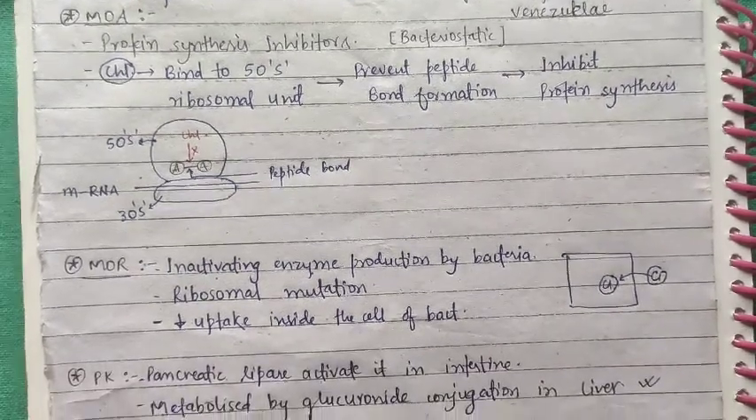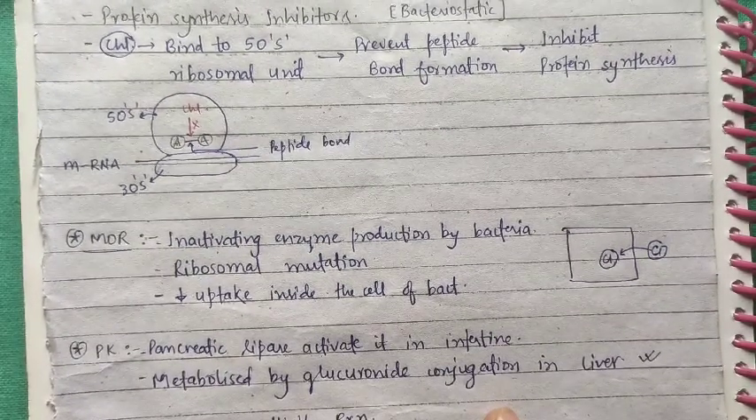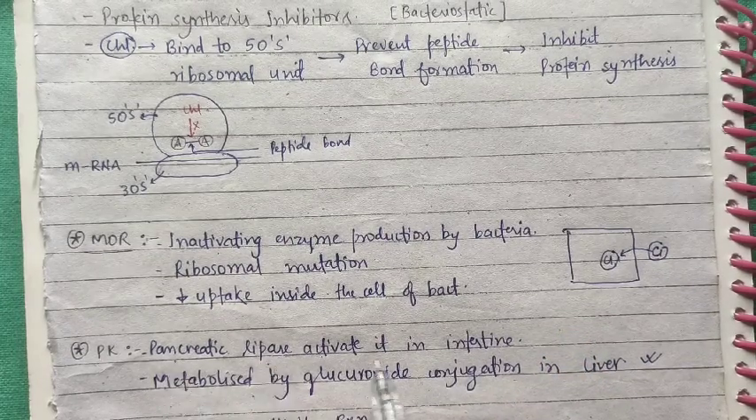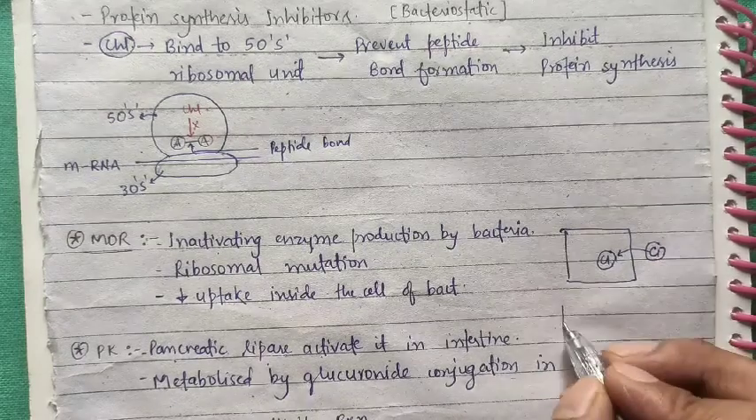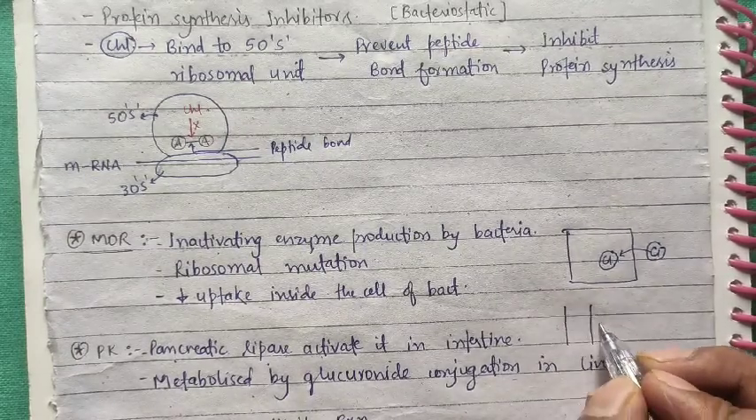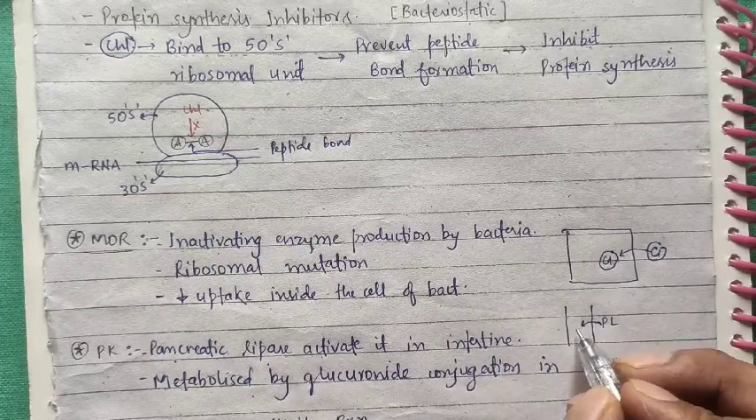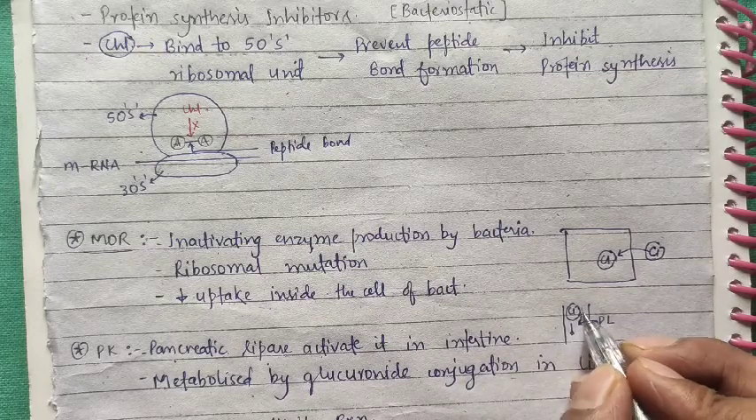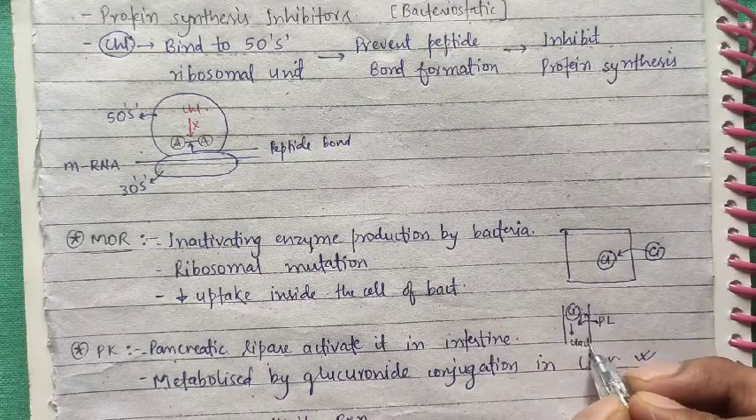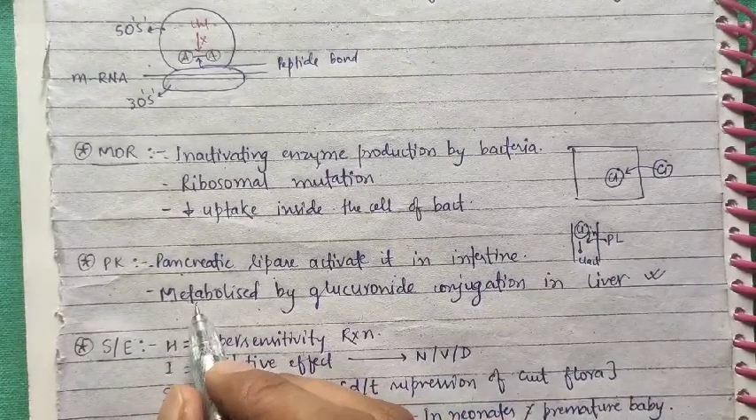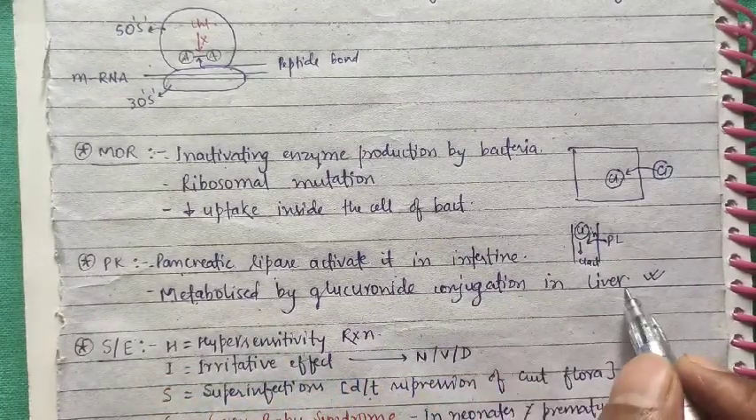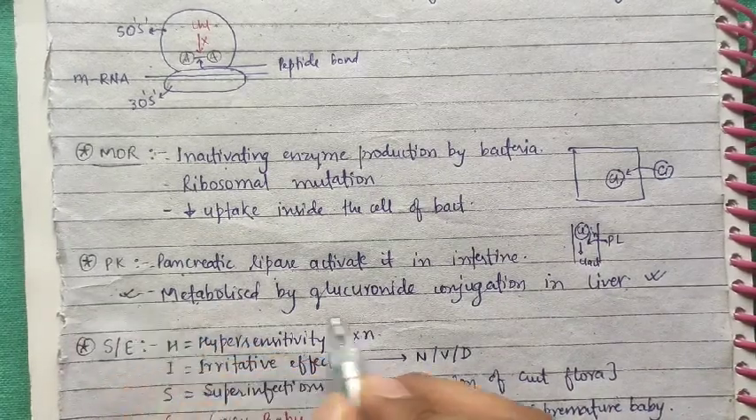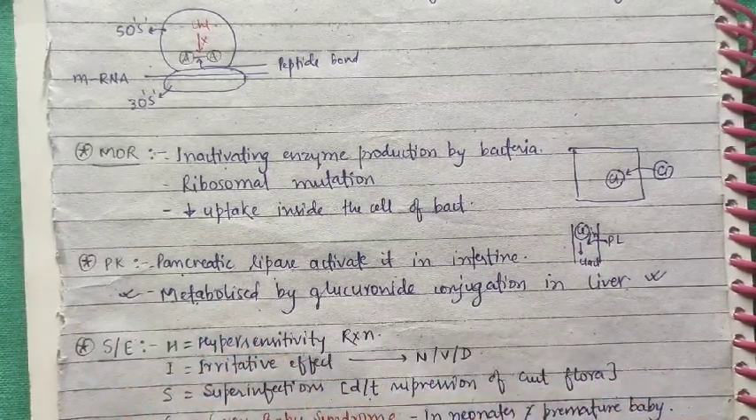Now we are going to discuss the pharmacokinetics. We have to discuss only two things which are clinically significant. First, pancreatic lipase activates the chloramphenicol in the intestine. Let's suppose this is the small intestine. The pancreas produces pancreatic lipase, and when the chloramphenicol comes to this region, it gets activated. Let's suppose this is the inactive chloramphenicol. Along with that, it is metabolized by glucuronide conjugation in the liver. The liver metabolizes the chloramphenicol. There is a clinical significance related to the glucuronide conjugation of chloramphenicol.